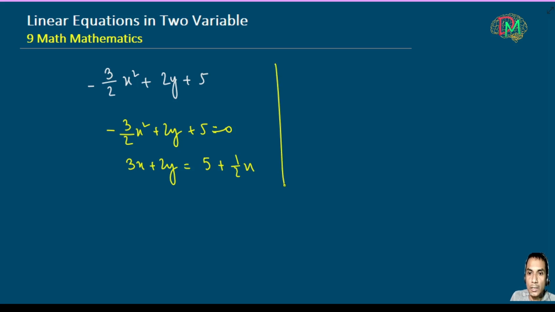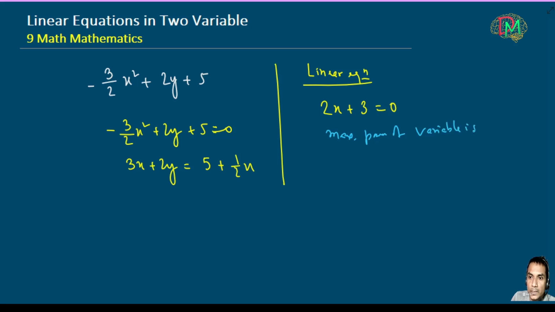Now we learn the linear equation. What is a linear equation? Linear equations are those algebraic equations, for example, 2x plus 3 is equal to 0. It is a linear equation. Why? Because the degree, the maximum power of the variable, is 1. Here the power is what? 1. The maximum power of the variable is 1, so we can say it is a linear equation.